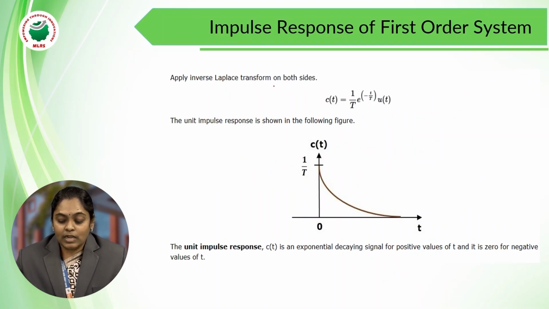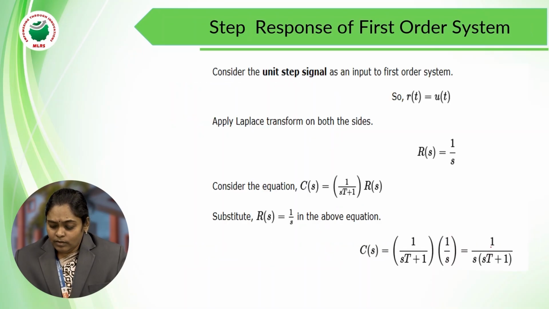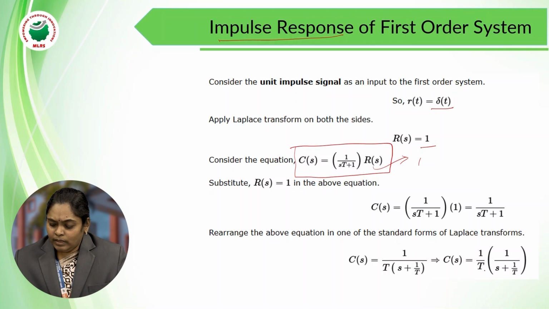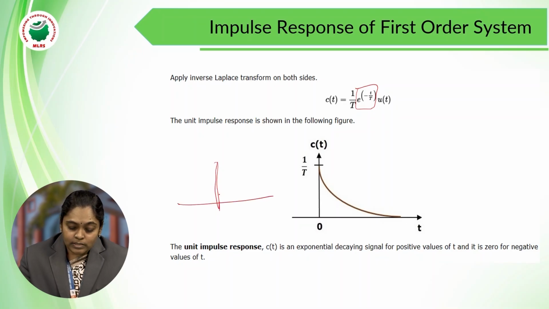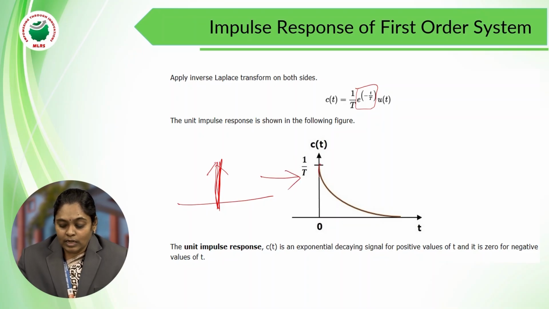If you apply the inverse Laplace transform, c of t can be written as 1 by T e power minus t by T. Here the term 1 by s plus 1 by T can be written as e power minus t by T. If you observe this, it is an exponentially decaying function. So if you give the input signal as an impulse signal, the output response decreases exponentially to 0 with a time constant of 1 by T.